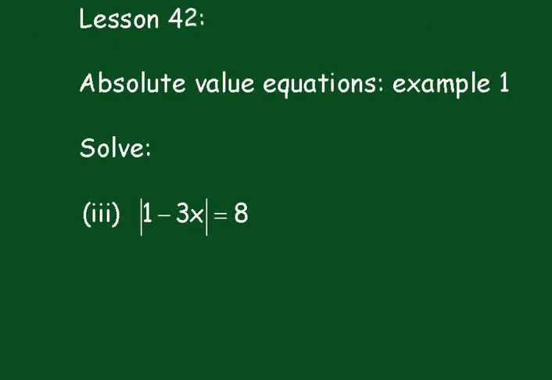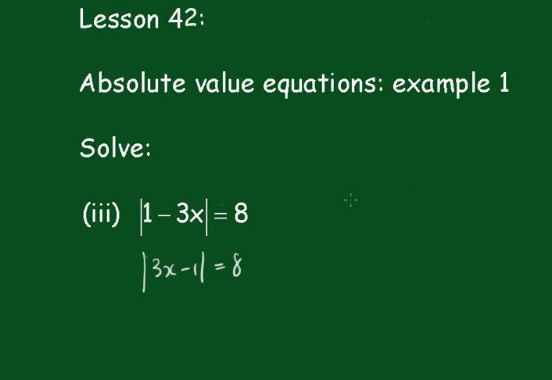Okay, in the third example, I'm going to show you a rather neat little trick. This minus 3x here, not so much with this, the equation type. Within equation type, it can cause a bit of problem. So I'm going to just change it around. I'm just simply going to rewrite this as, say, 3x minus 1 equals 8.